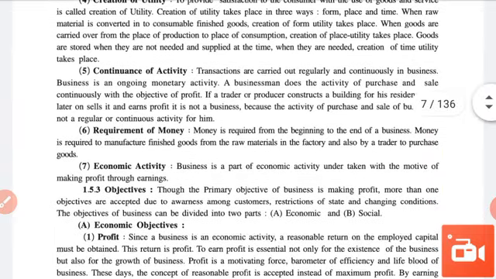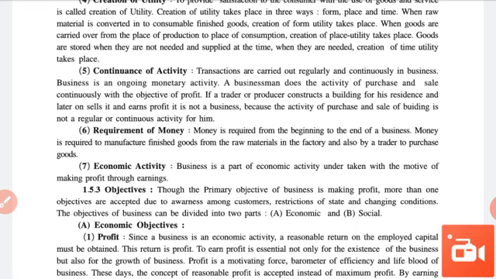Now, requirement of money. Characteristic 6: money is required from the beginning to the end of business. If we want to start a new business, we need finance. For that, we need money, and then we continuously run our business. For that also we need money. So money is a requirement for business, for the beginning and for the continuing. From the beginning to the end of business, money is required.